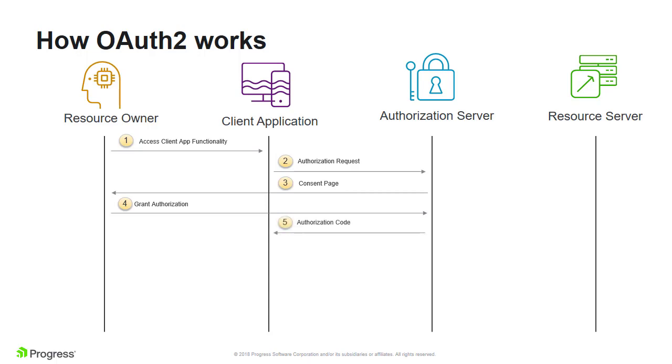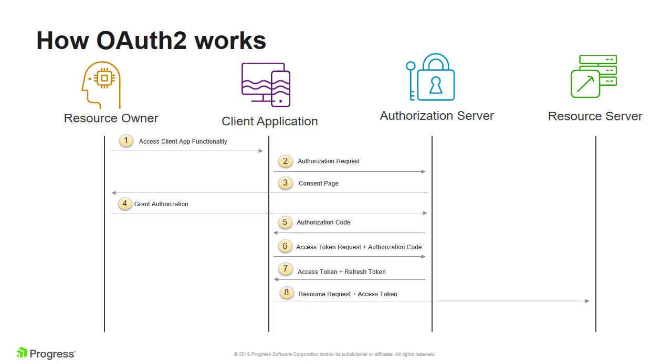The client application sends the authorization code back to the authorization server along with its client ID and client secret and requests an access token. The authorization server validates the authorization code and returns an access token, and optionally a refresh token. The client application sends a request containing the access token to a resource server, which hosts the resource that the client application needs. Finally, the resource server validates the access token and returns the resource to the client application.